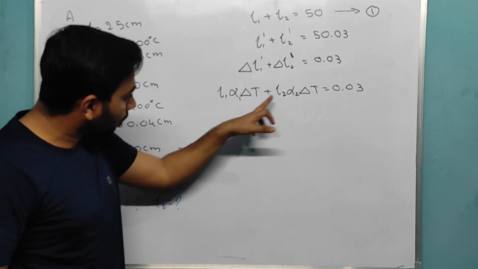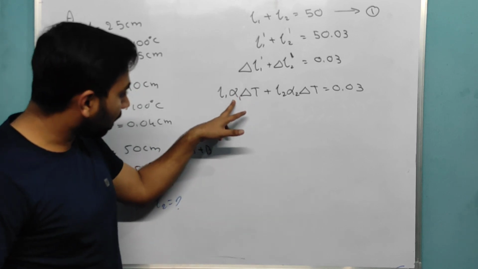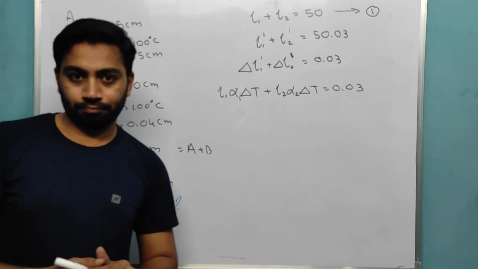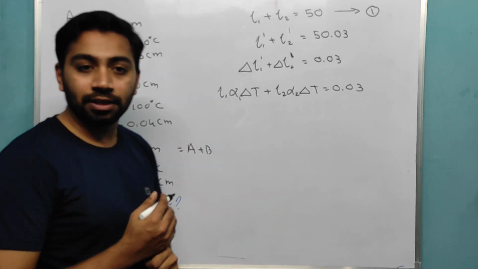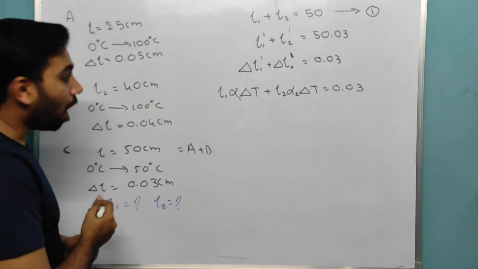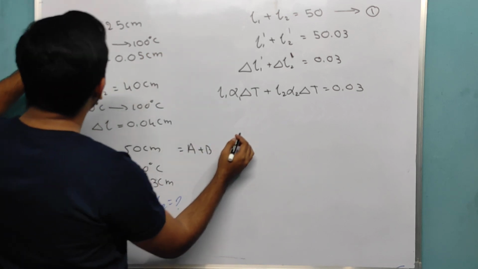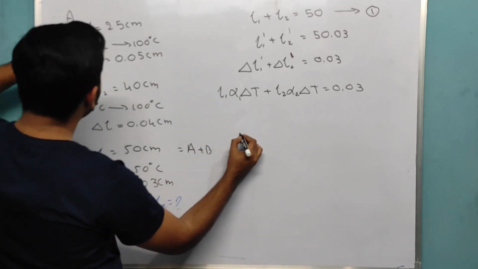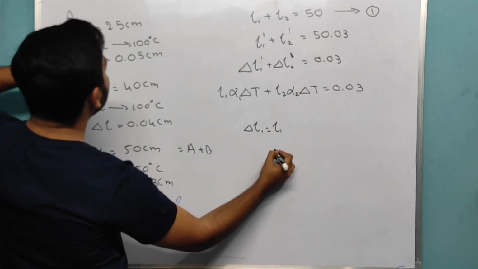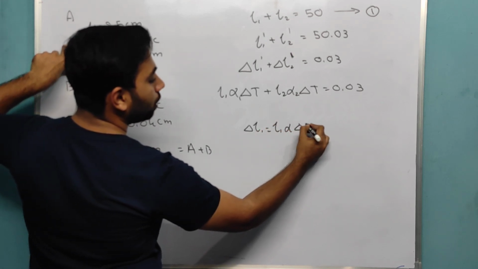Now, I need to write L1 and L2 from this. I don't have this also, but I have this. How to do? I want the coefficient of linear expansion now. I can use this to calculate the coefficient of linear expansion. If I use this one, here the change in length is equal to the original length times alpha times delta T.